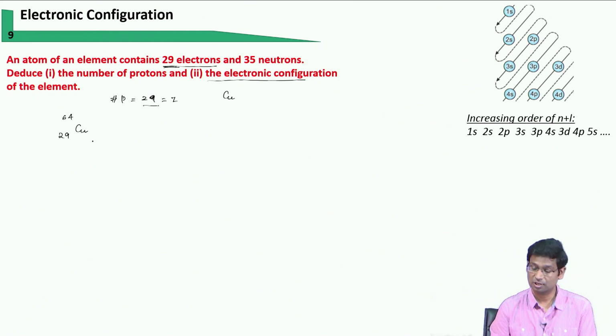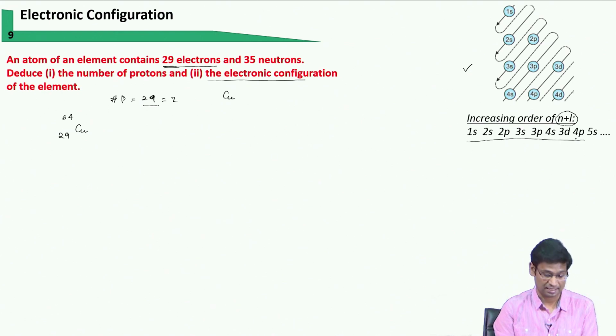To do this electronic configuration, you remember that we have to arrange the orbitals in their increasing order, and we get this increasing order by taking n plus l value. So we have 1s, then we will fill 2s, then we will fill 2p, then we will fill 3s, then we will fill 3p, then 4s, then 3d, 4p. So this diagram I am sure you are familiar with.